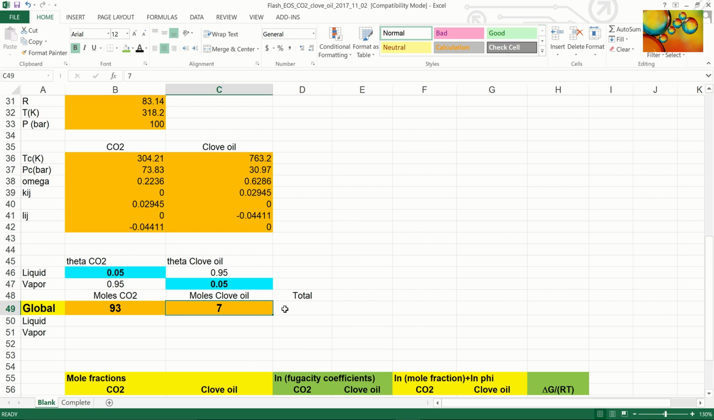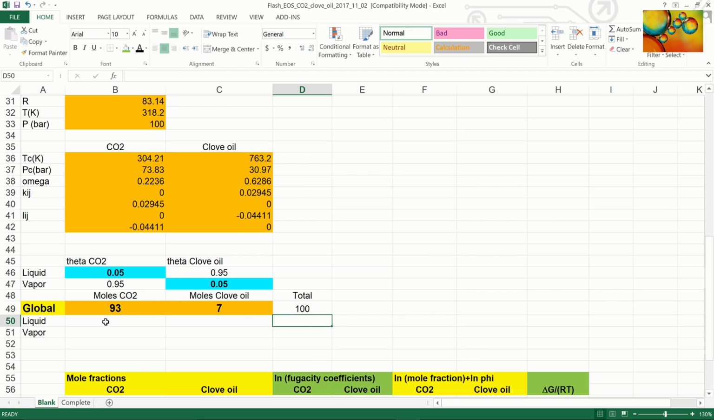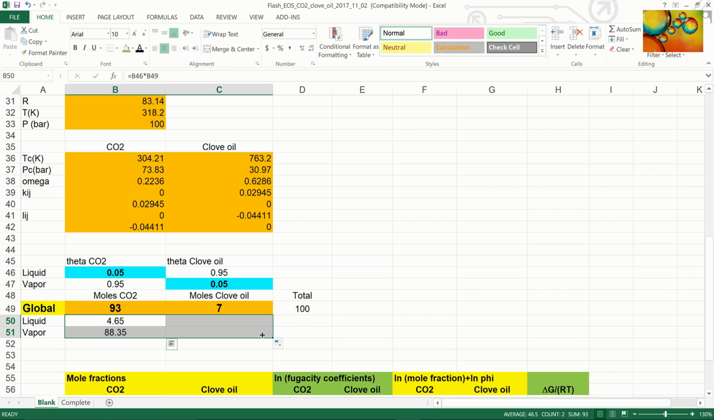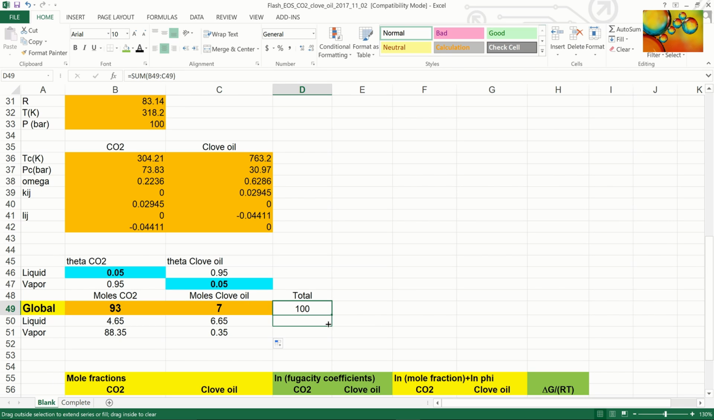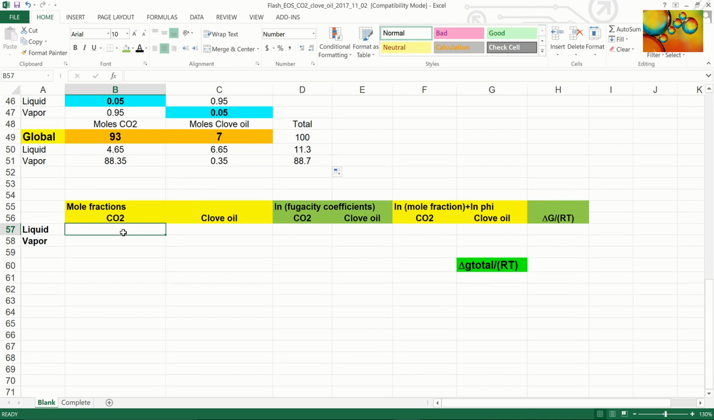These are the total amounts of CO2 and clove oil in the system, and the total amount in the system altogether is equal to 100. The amount in the liquid phase of CO2 is theta of CO2 times the number of moles of CO2. In the vapor phase, theta of CO2 in the vapor times the total amount, and we can drag laterally to get the amounts of clove oil in the same phases and the total amounts in the liquid and in the vapor. We need them because we need to calculate the mole fractions in the two phases.